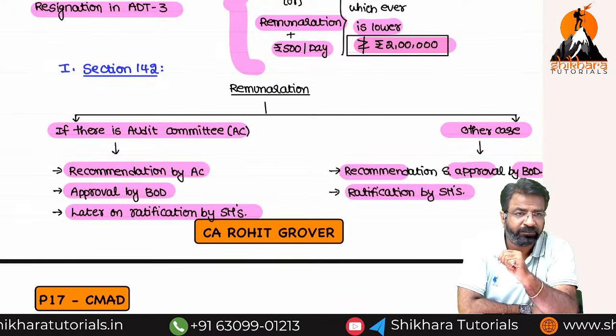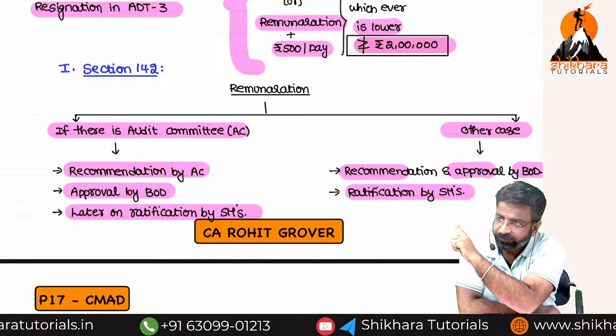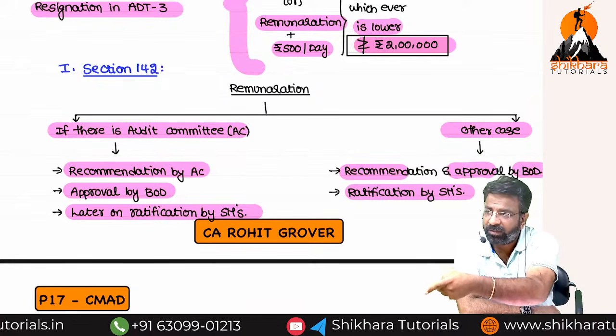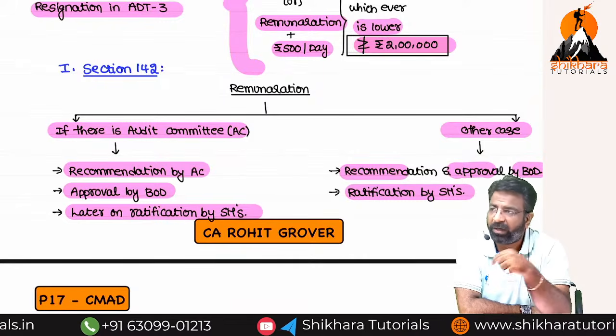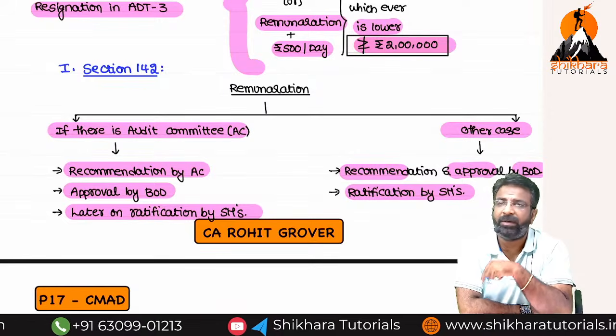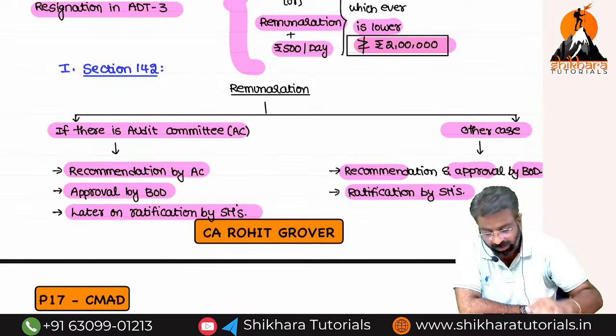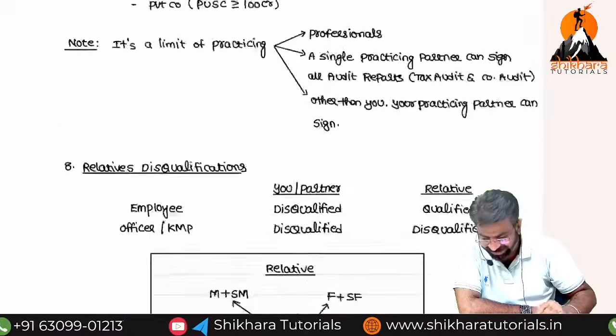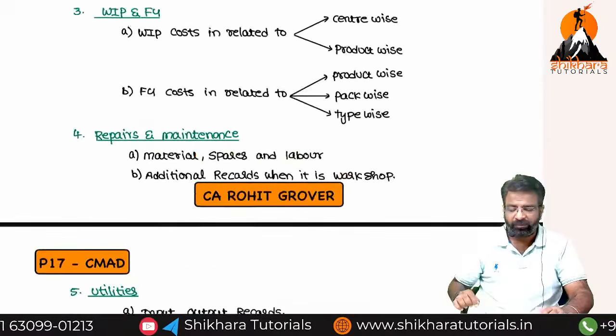139 we are not doing. We did 148. Now just now we have done 140, resignation and removal. And now we are doing what? 142, remuneration. Did you get the point or not? Now let's come back to section number what? 141. What is 141?